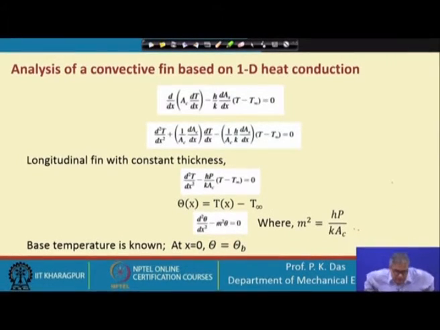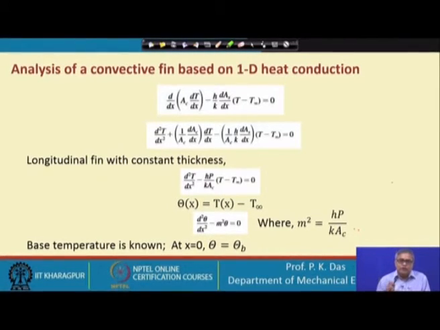Analysis of a convective fin. Convective fin means the heat transfer from the surface of the fin is taking place by convection based on 1D heat conduction. I will not spend much time, because these are all the stuff of heat transfer. I will not explain also, because I expect you to go back to a heat transfer book if you cannot figure it out. This is some minimum requirement for this particular course.